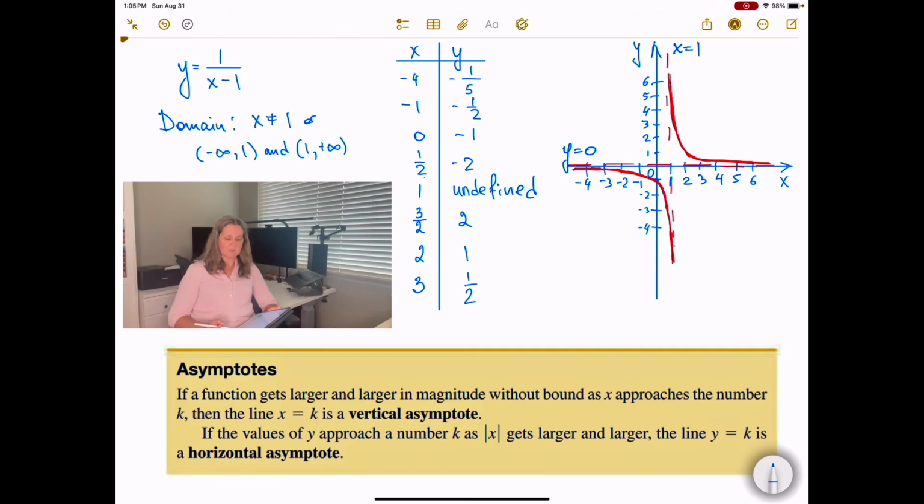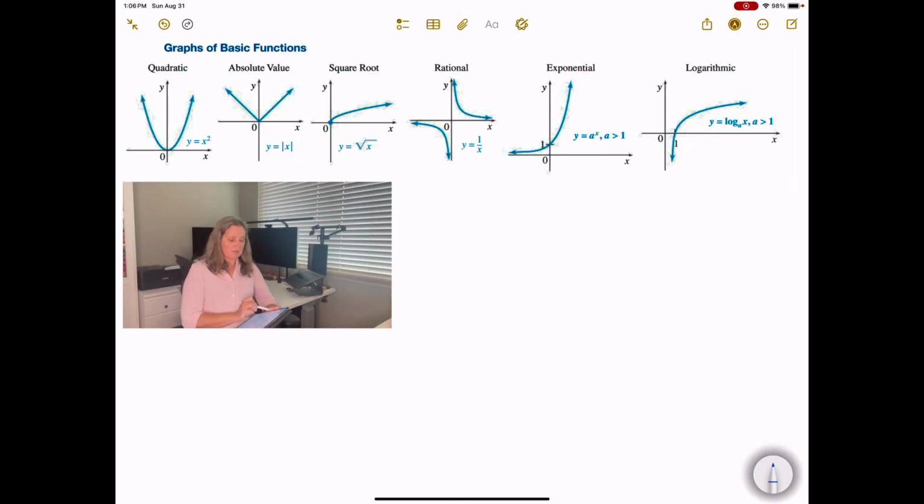We have seen a vertical asymptote and a horizontal asymptote in this example of a rational function y equals 1 over x minus 1. Let's take a look at the other basic functions and see if we can find any vertical or horizontal asymptotes for another typical type of function. As you can see, a quadratic function has no horizontal or vertical asymptote. So with the absolute value or the square root. The rational function y equals 1 over x has both horizontal and vertical asymptotes.